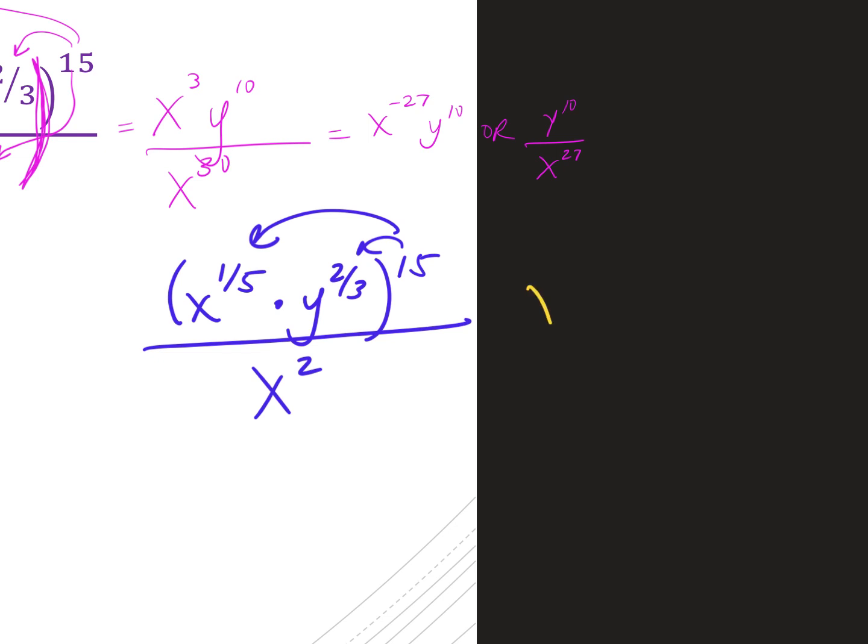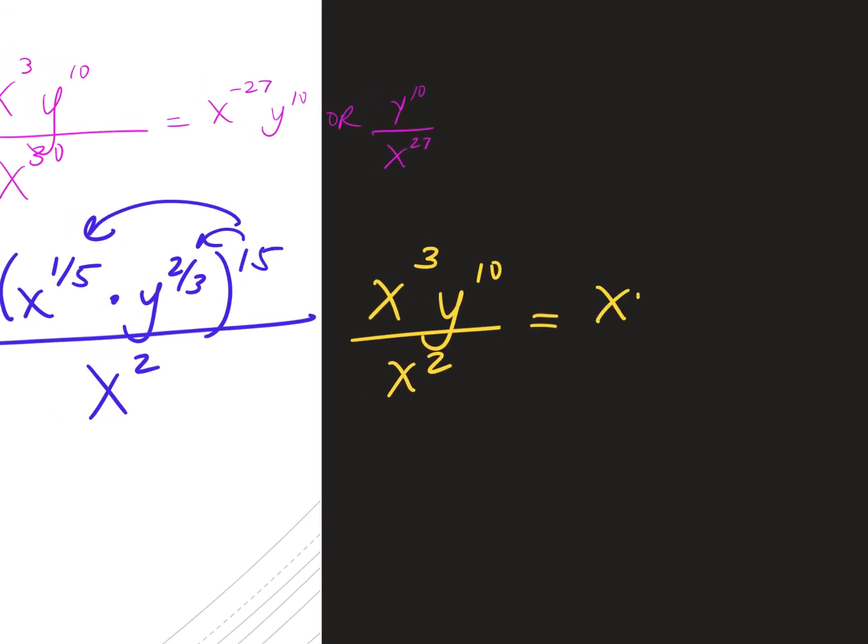And we have x to the what? Third, correct? Y to the? And then I have what? X squared. All right, so now what does this look like? I have the same bases. I have x and x. Same bases we're dividing. What do we do to the exponents? We subtract. So this becomes x times y to the 10th.